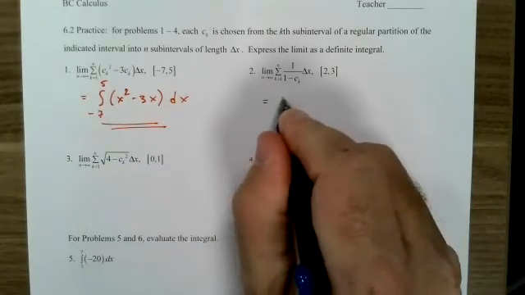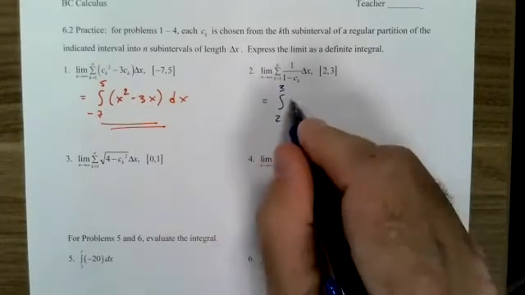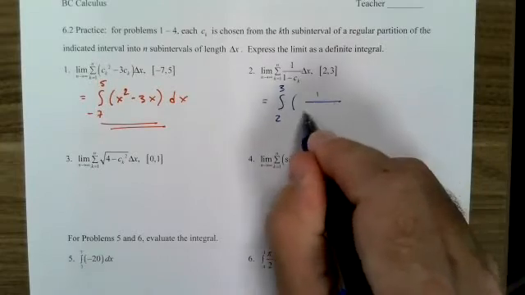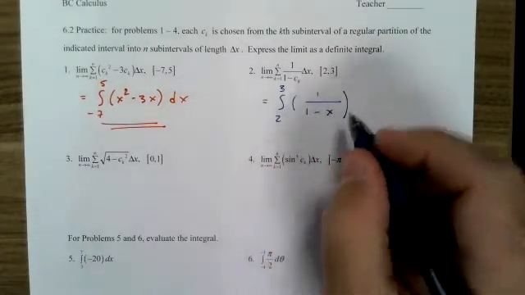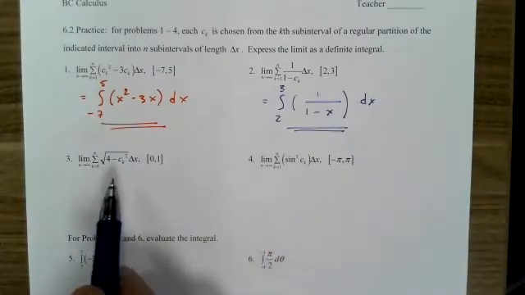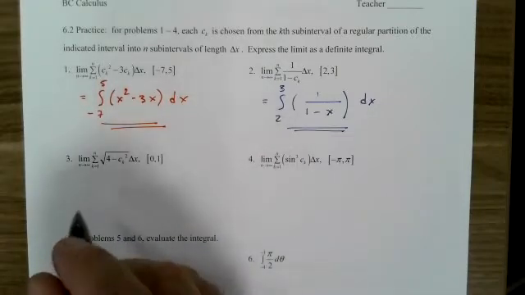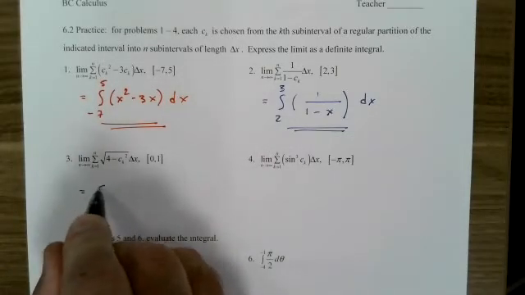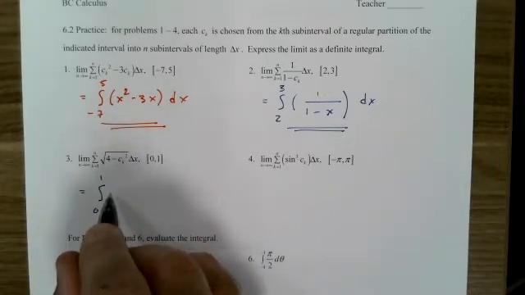Same thing over here. Integral 2 to 3, 1 over 1 minus x. Do I need the parentheses? In this case, no. I make it a habit of putting them in more often than not. Here I won't. But yeah, they're pretty handy. Equals integral 0 to 1.